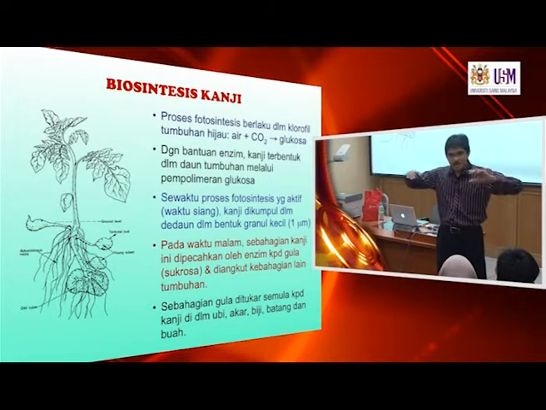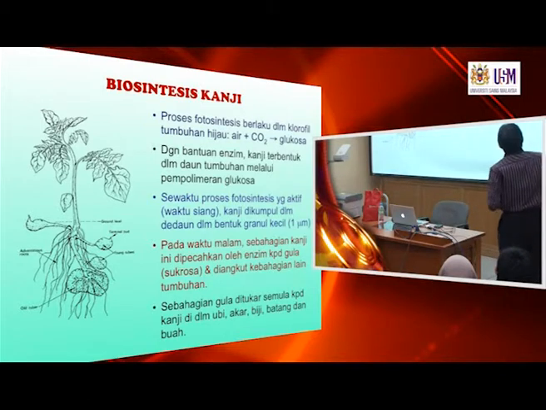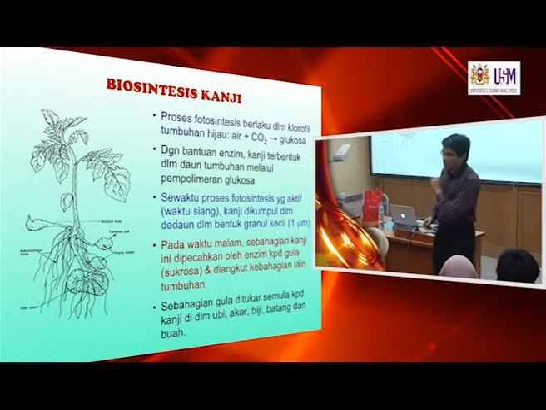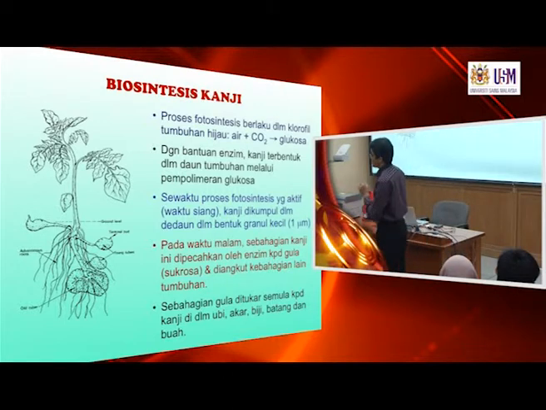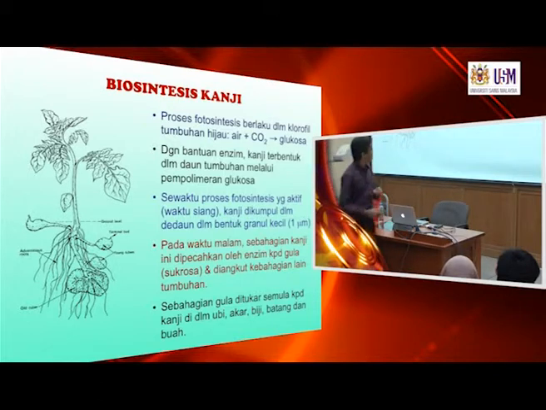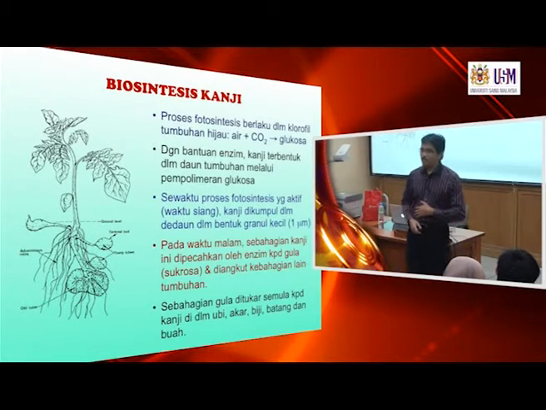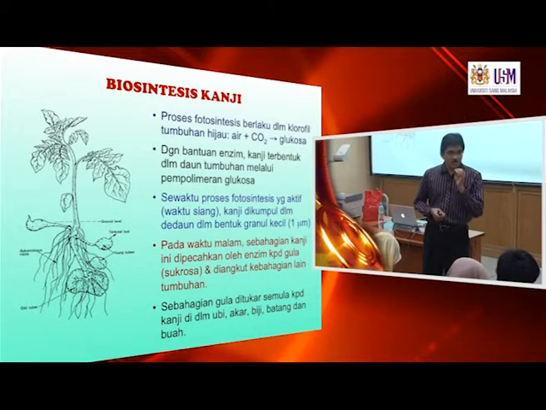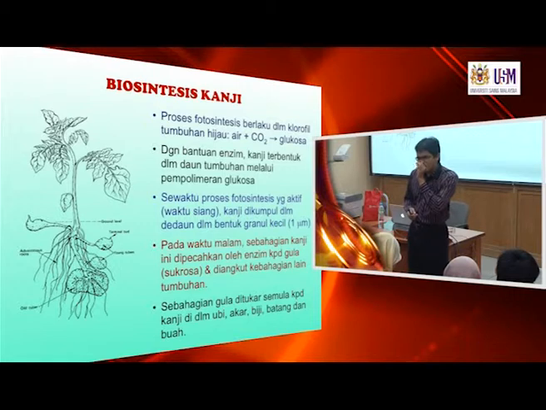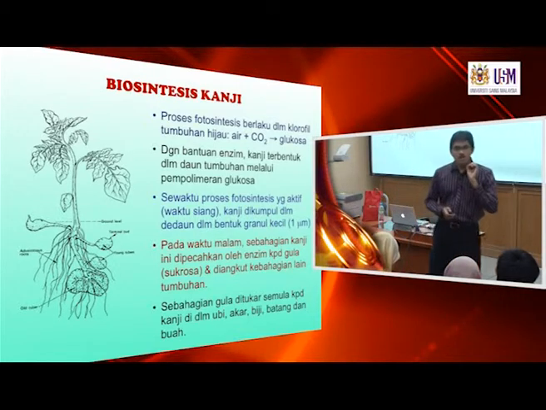alpha 1,4 glucosidic, alpha 1,6 glucosidic, and it will become bigger and bigger and bigger, become a big polymer, and it will be converted into a form of small discrete granule. So starch is actually present in the form of discrete granule, okay? As small as 1 micron, as big as 100 micron, average maybe 30 to 60 micron. But some starch is even less than 1 micron. Very, very tiny granule.